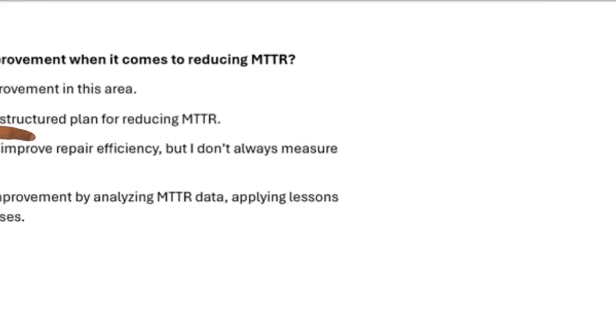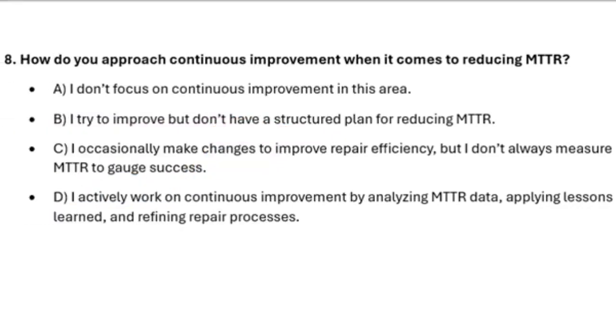8. How do you approach continuous improvement when it comes to reducing MTTR? A. I don't focus on continuous improvement in this area. B. I try to improve but don't have a structured plan for reducing MTTR. C. I occasionally make changes to improve repair efficiency, but I don't always measure MTTR to gauge success. D. I actively work on continuous improvement by analyzing MTTR data, applying lessons learned, and refining repair processes.